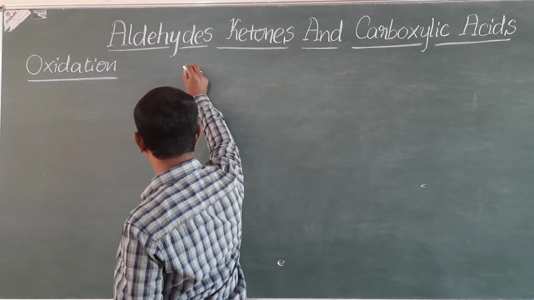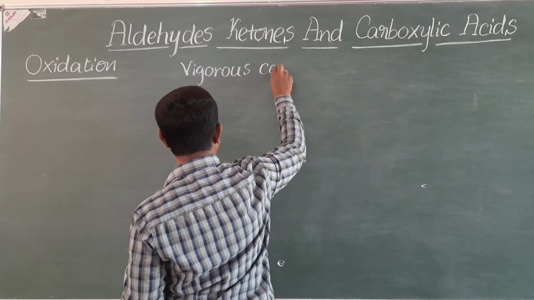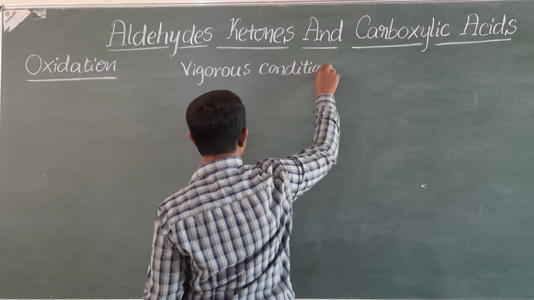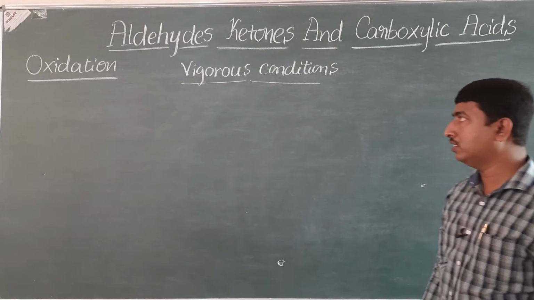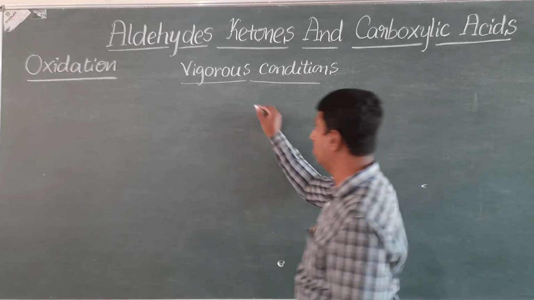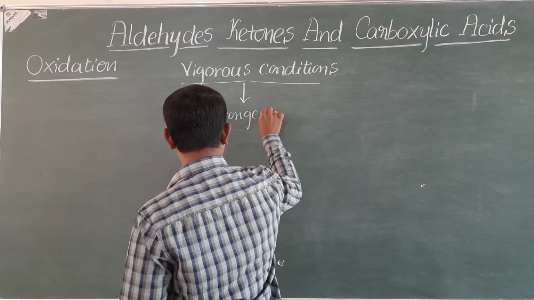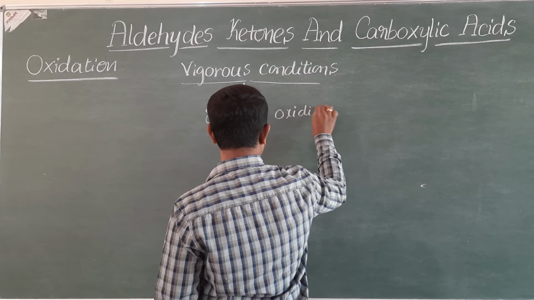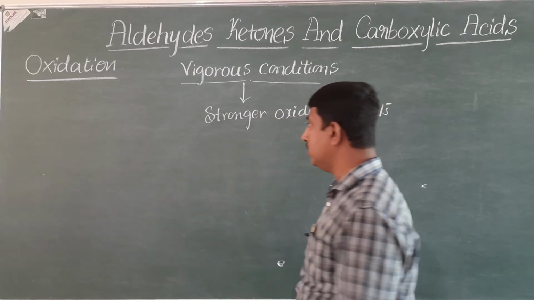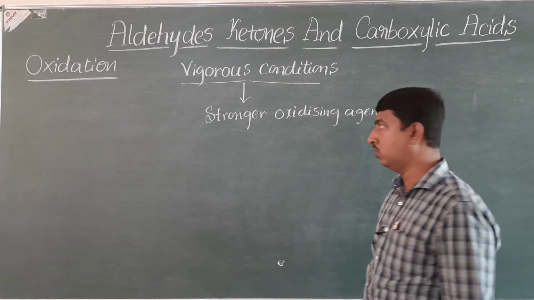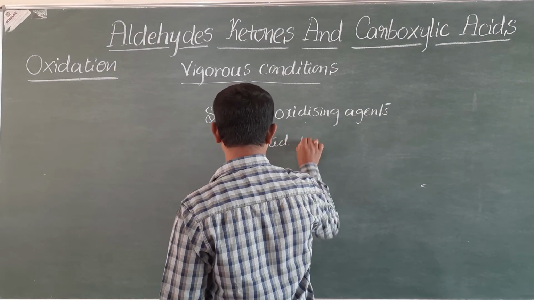Oxidation of ketones takes place under vigorous conditions. What is that vigorous condition? Those conditions are: one, the oxidizing agent must be a stronger oxidizing agent only. The other one, elevated temperatures.